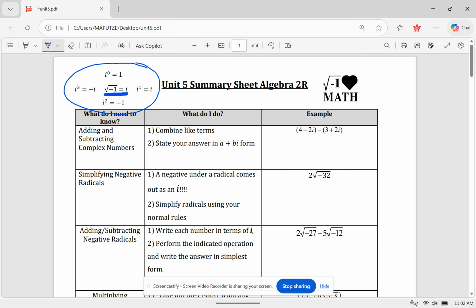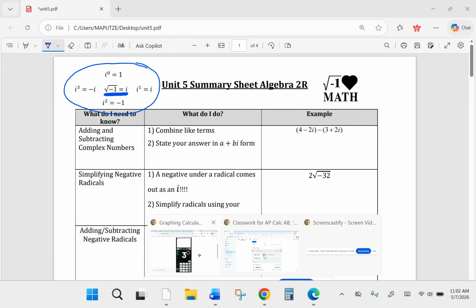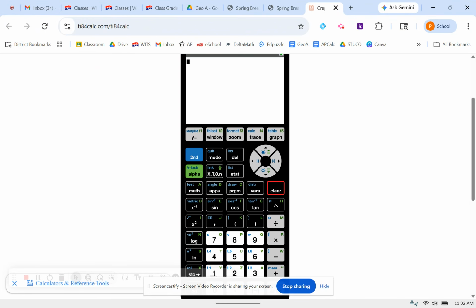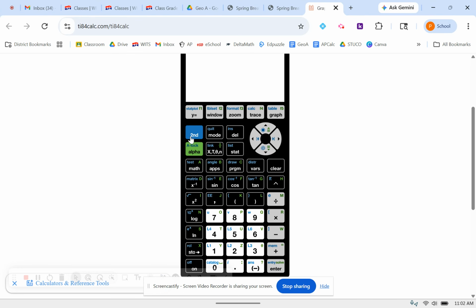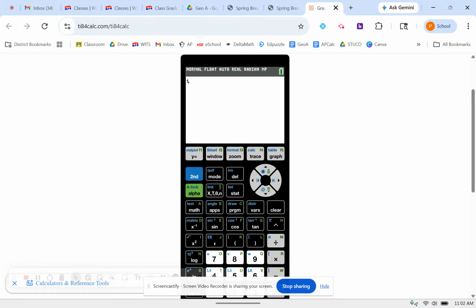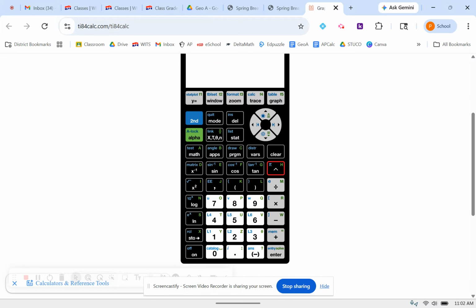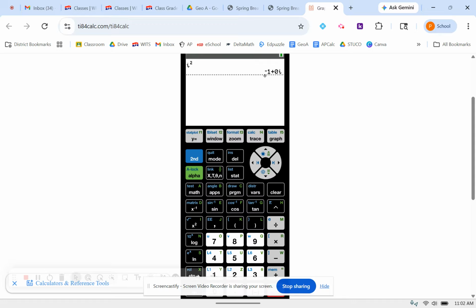I do want to make sure we are aware that your calculator can help you remember these. So your i button is down here, right above the period, or the decimal point. So if we do second i, and let's say you're like, what's i squared again? If you raise it to the second power, it will tell you -1. And then the 0i, obviously, you can ignore that.